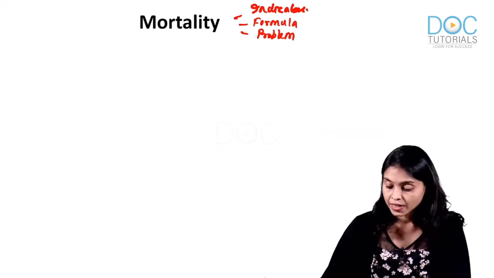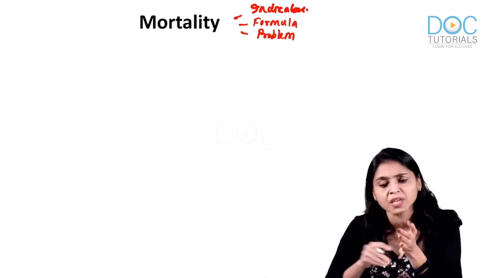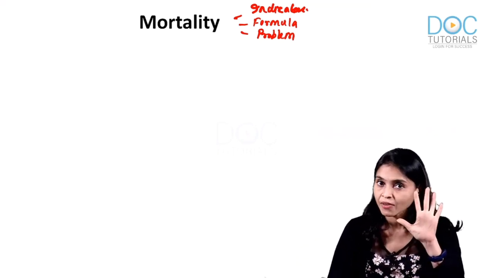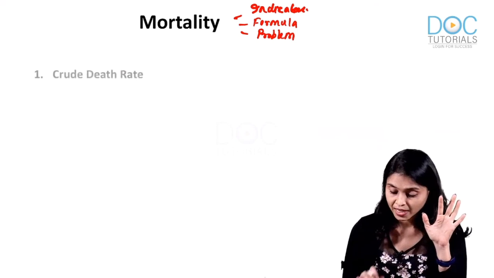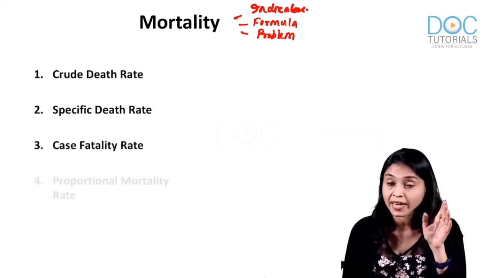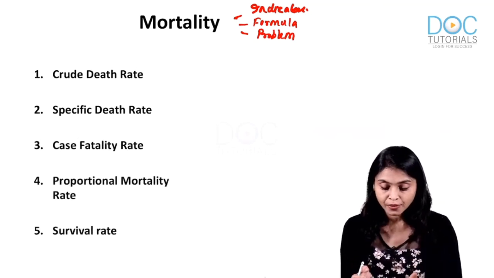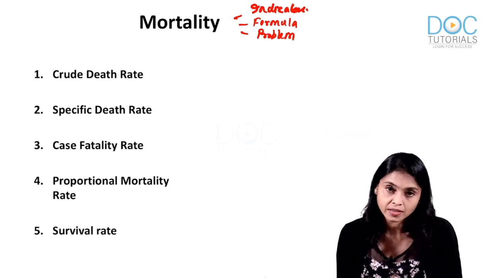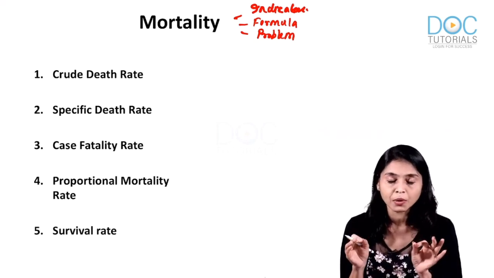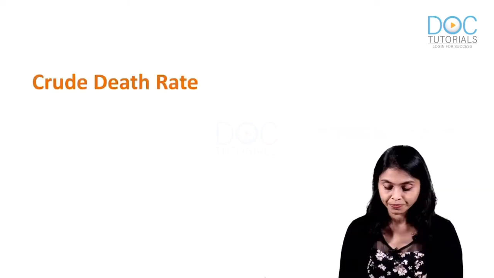Now let's see the first one. Which are the mortality indicators, or how do you measure mortality or death in the population? Mortality is measured using 5 indicators, which are: crude death rate, specific death rate, case fatality rate, proportion mortality rate, and survival rate. These are the 5 mortality indicators. Now let's see the second part. What is the formula? Nothing to mug up. Just use your common sense. It's very simple. Just logical.